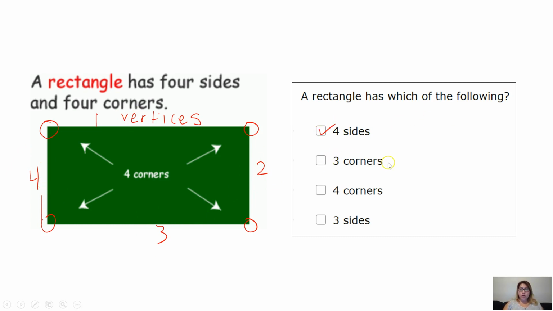Does it have 3 corners or 3 vertices? Well, let's check. 1, 2, 3, 4. It does not have 3 corners. It has 4. Okay, so this one says 4 corners. Well, we just counted. 1, 2, 3, 4. It does have 4 corners or vertices. Does it have 3 sides? 1, 2, 3, 4. No, it does not have 3 sides. It has 4 sides.